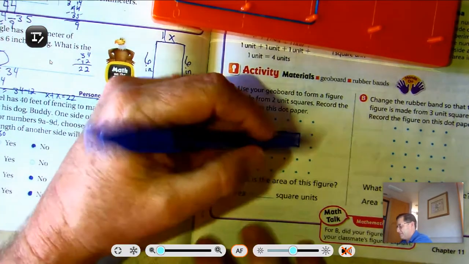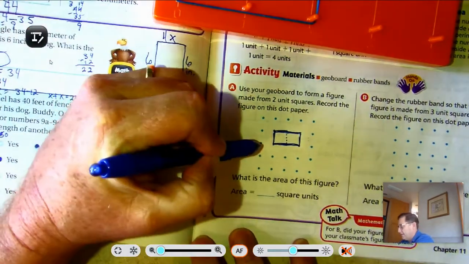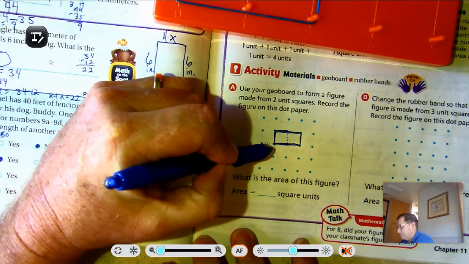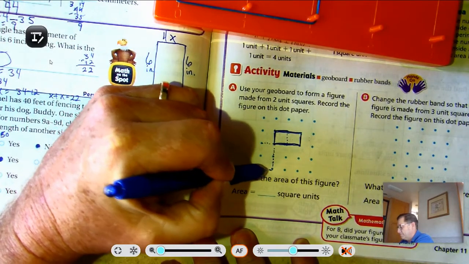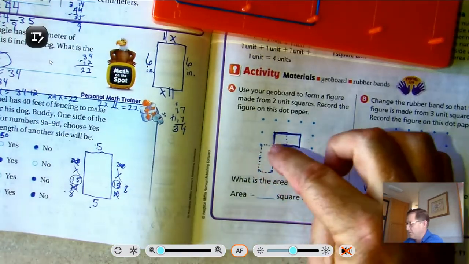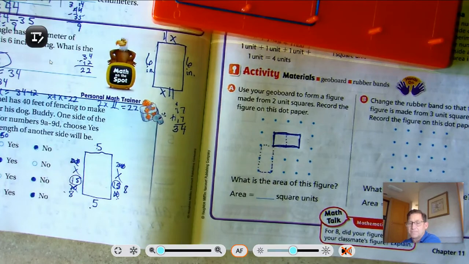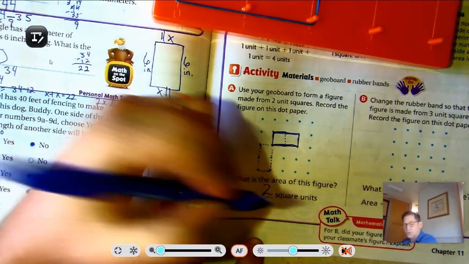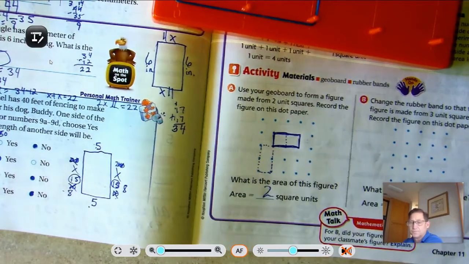Could have done it multiple ways. We could have gone that way. That still would have been 2 units, 1, 2. Okay, all right. So what is the area of this figure? 2 square units, 1, 2.